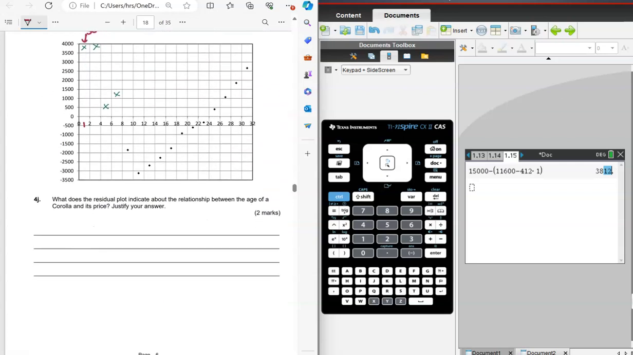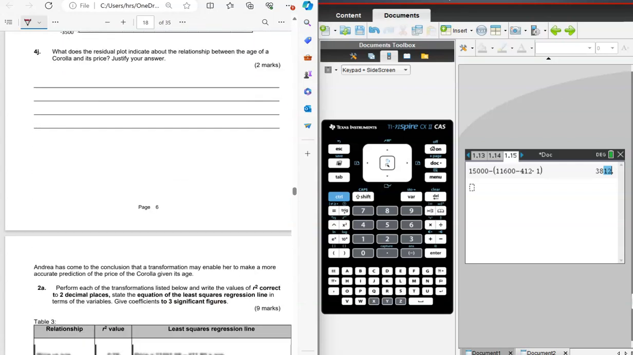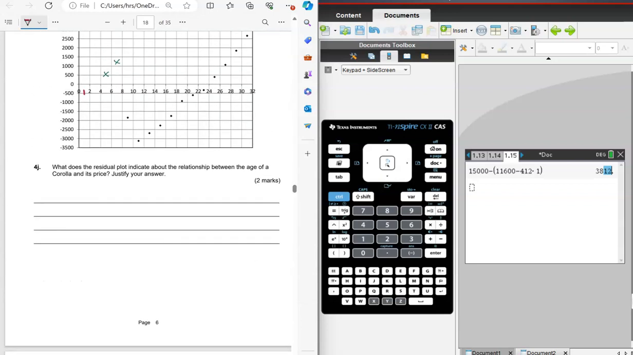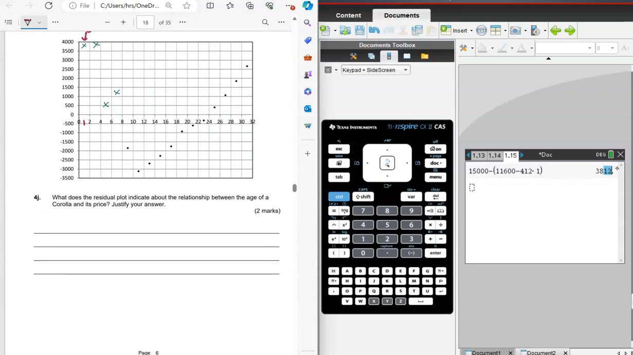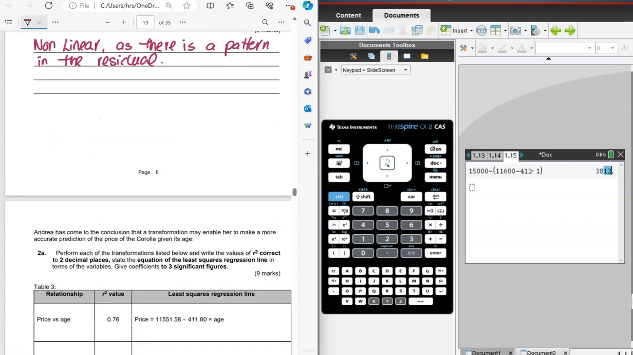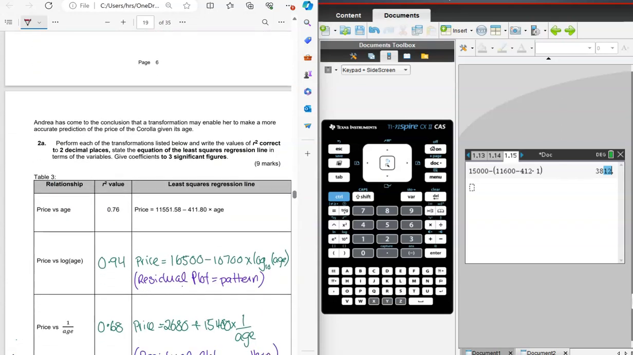Okay, so I didn't answer this one, but I'll show you. What does the residual plot indicate about the relationship? That it's non-linear, as there is a pattern in the residual plot. Okay, so this original values is non-linear, because the residual plot has a pattern.